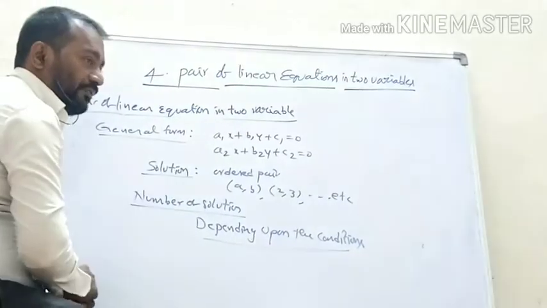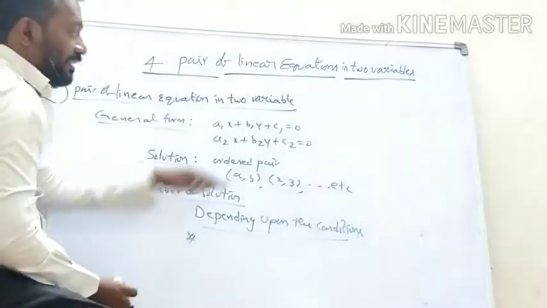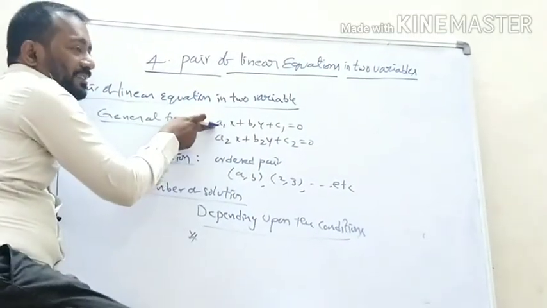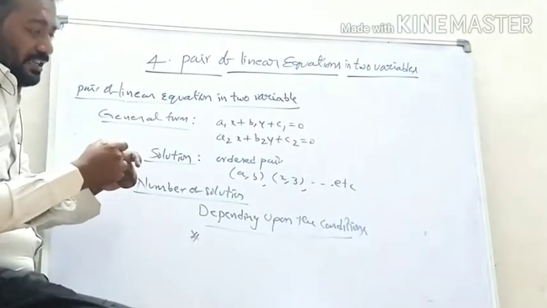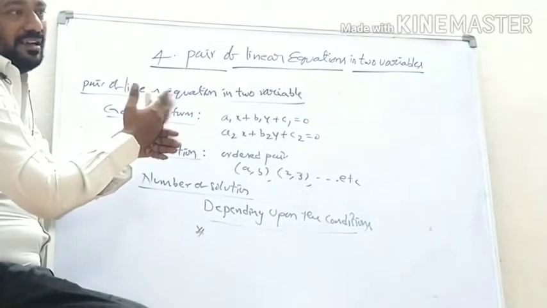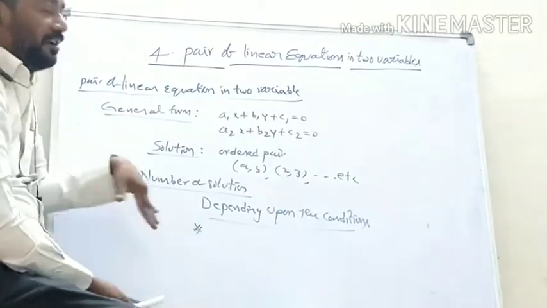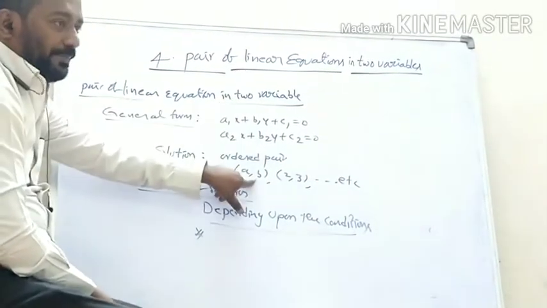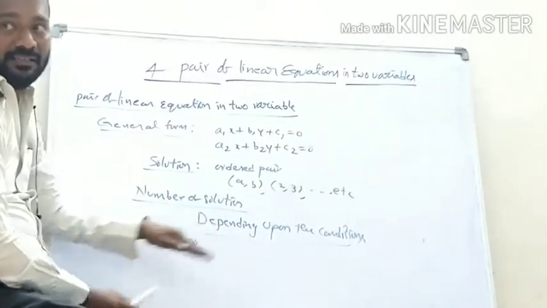There are three types of conditions. First, the graph: each equation represents a straight line, so we have two straight lines. The lines can be parallel lines, intersecting lines, or coincident lines. How many types are there? Three types. Based on that, the solution of a pair of equations is an ordered pair, and how many solutions it has depends upon the conditions.